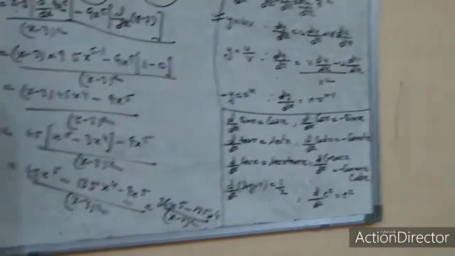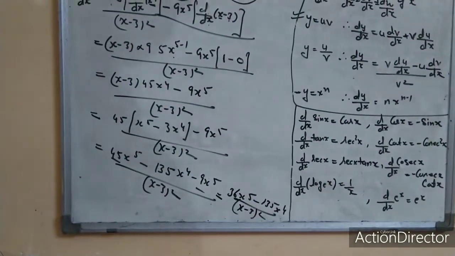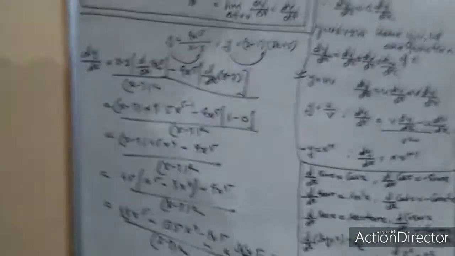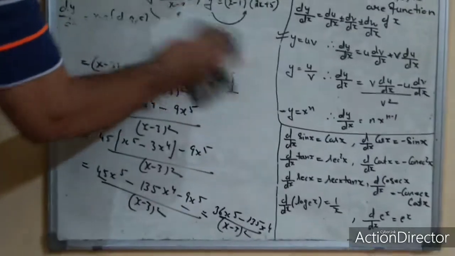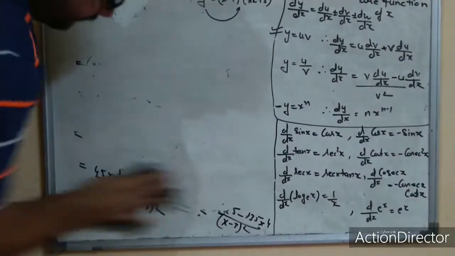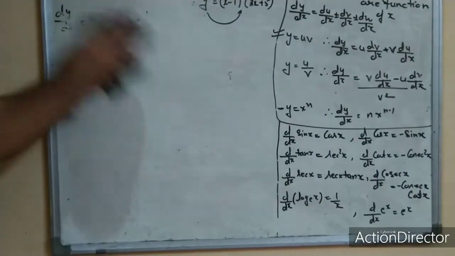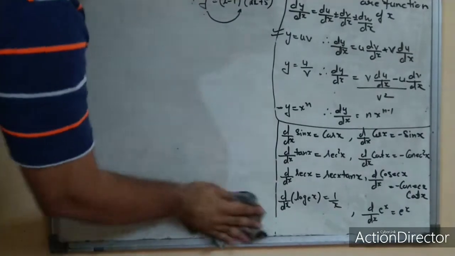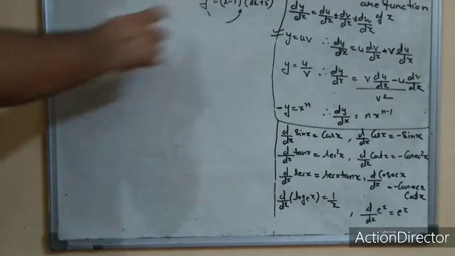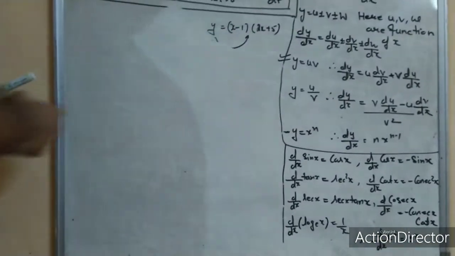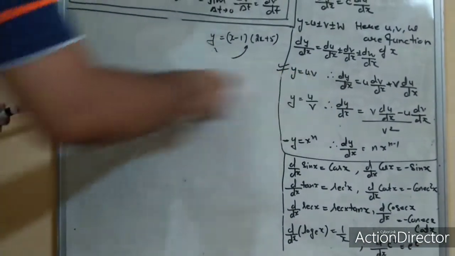We applied the u upon v format here. Which format do we use? The u upon v format, and we get the answer here. Now next question. Now this is a function of u and v. We will use the product rule, u into v.